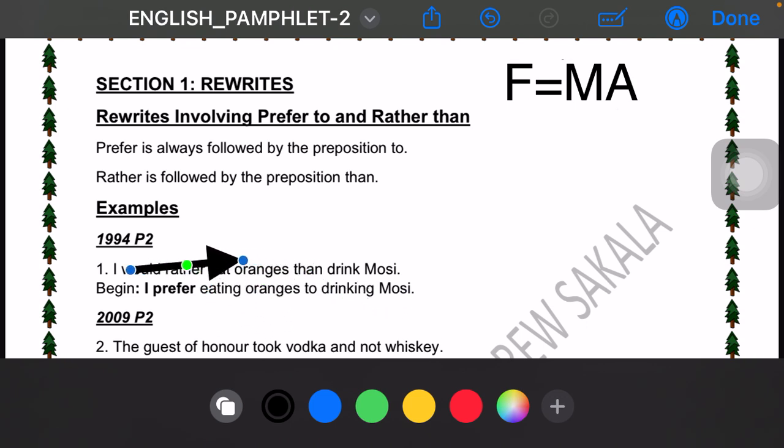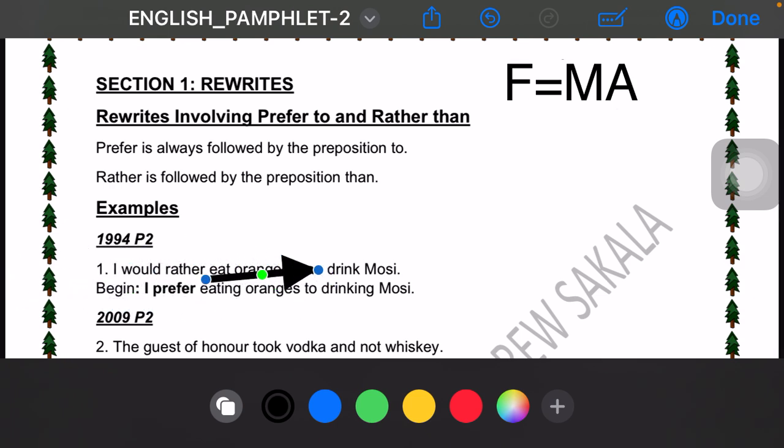If you want, you can put it this way. In the sentence they are going to give you, you are going to have two sentences. You understand that? You're going to have two sentences. For example, here, I would rather eat oranges. This is one complete sentence on its own. It's able to stand as a complete sentence.